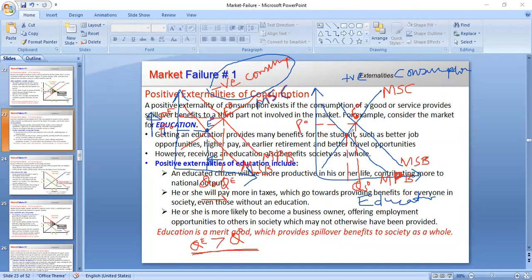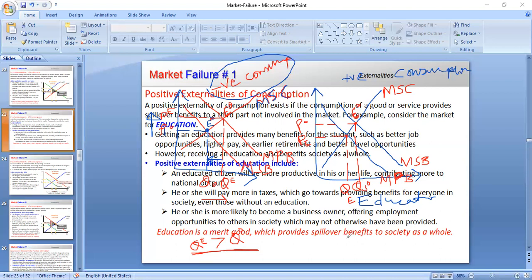what is actually happening on the ground, the actual price, for example, for education here, which we can call PE, and then the actual amount, right? The actual amount of education supplied, which we can call QE. And at the end of the day, we realize that the actual amount of education that is provided is below the optimal, the required.